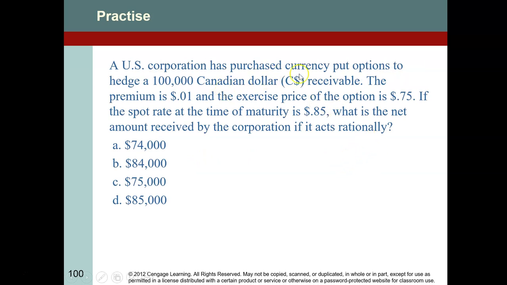Okay, another practice here. We have a put option to hedge a 100,000 Canadian dollar receivable. So we're going to receive this many Canadian dollars for sure. We want to purchase the put so we can be locked in at the selling price. Our premium is 0.01. The exercise price of the put option, the locked-in selling price if we exercise the put option, is 0.75. And if the spot rate is 0.85 at the time of maturity, what is the net amount received by the corporation if it acts rationally?